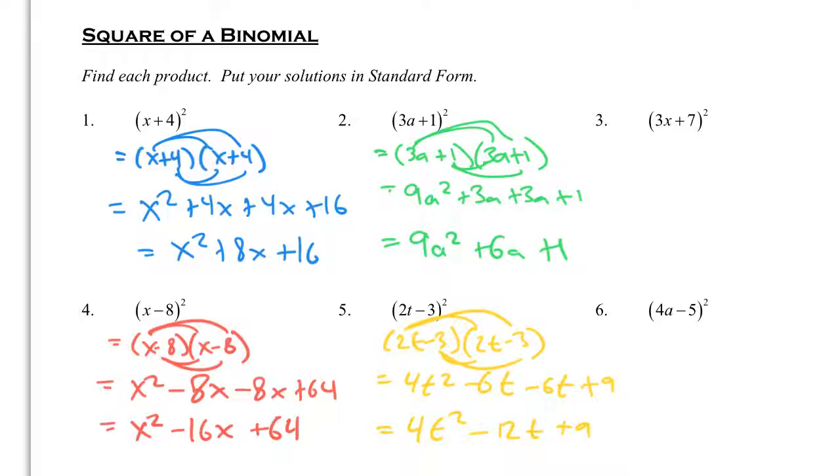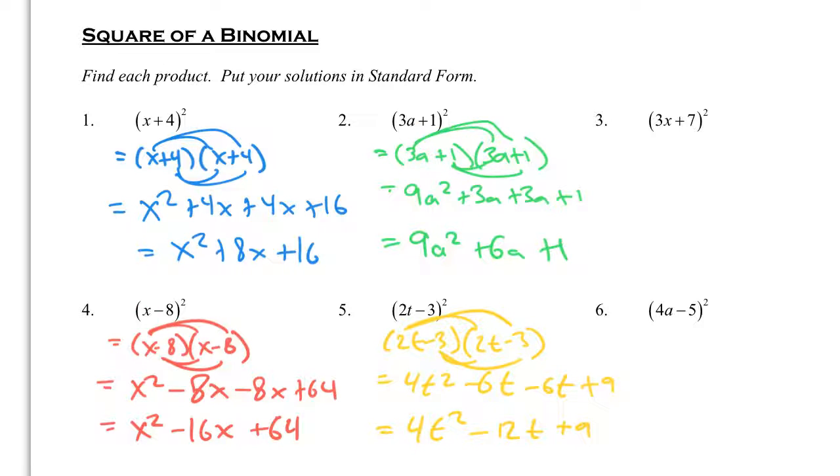What I want to notice is each time when we distributed, we got 4x and 4x, 3a and 3a, negative 8x, negative 8x, negative 6t, negative 6t. Those, I'll call them the middle two terms, were always the same as each other. The other thing to notice is that I get x squared and 16. That's x squared, and 4 squared is 16. And in number 2, I do get 9a squared. That's 3a squared would be 9a squared. And then 1 squared is just 1.